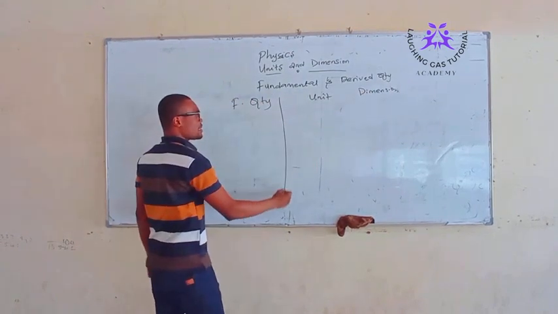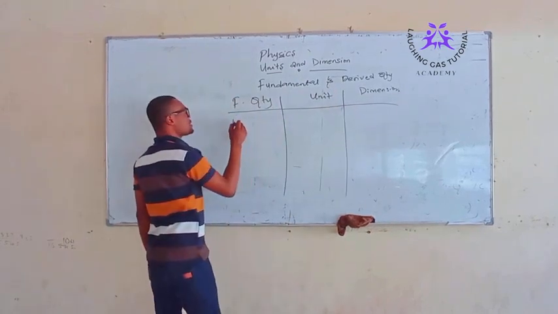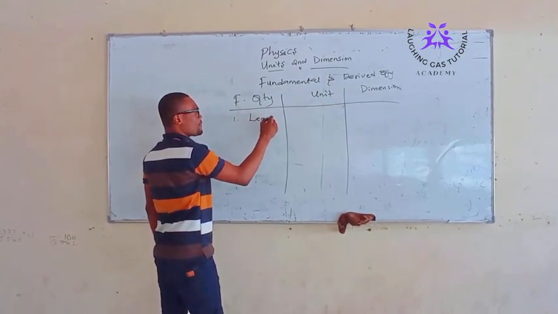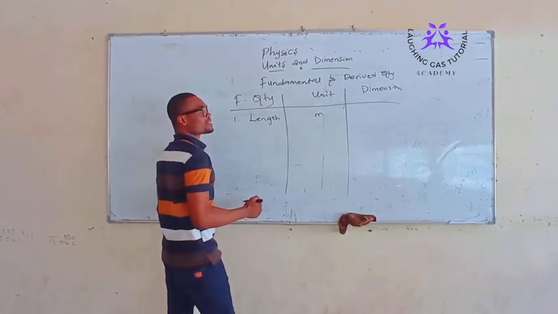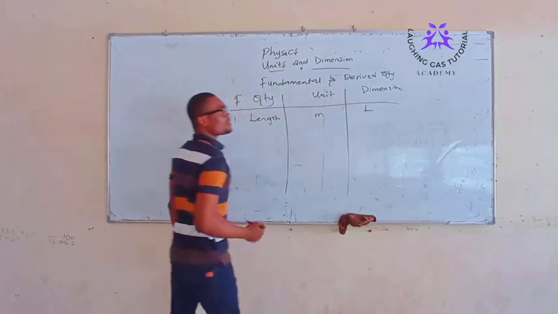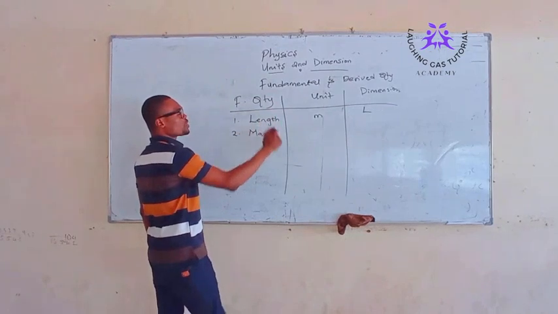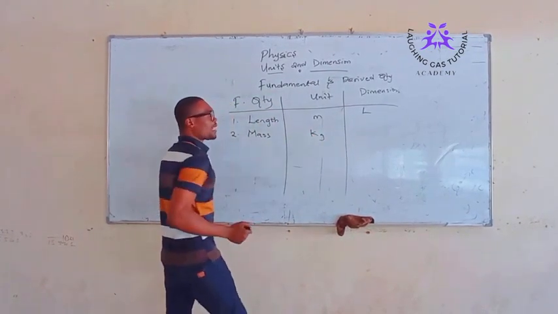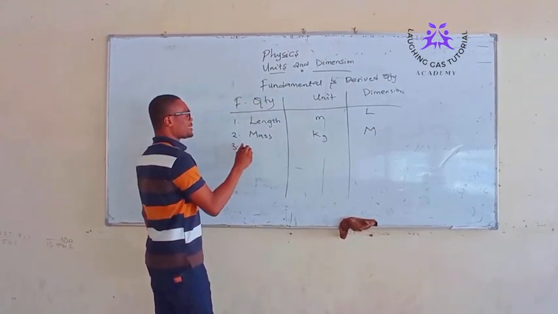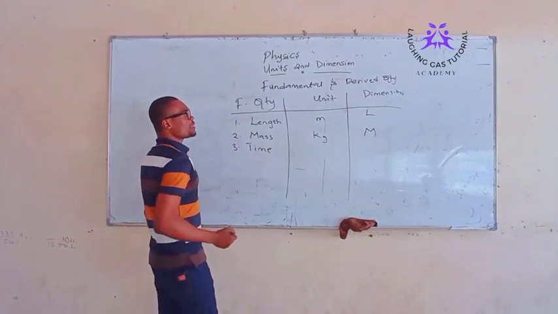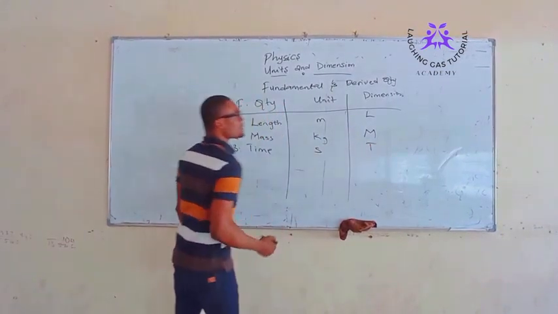So let's see how many we have. Okay, the first on our list we have length, and the standard unit of length is meters. The dimension of length is capital L. The next one is mass. The unit of mass is kilogram, and the dimension of mass is capital M. And then the next one is time. The unit of time is second, and the dimension of time is capital T.